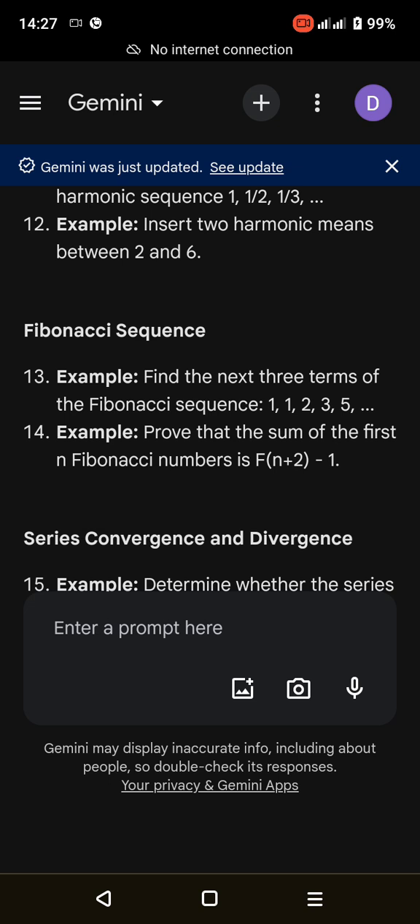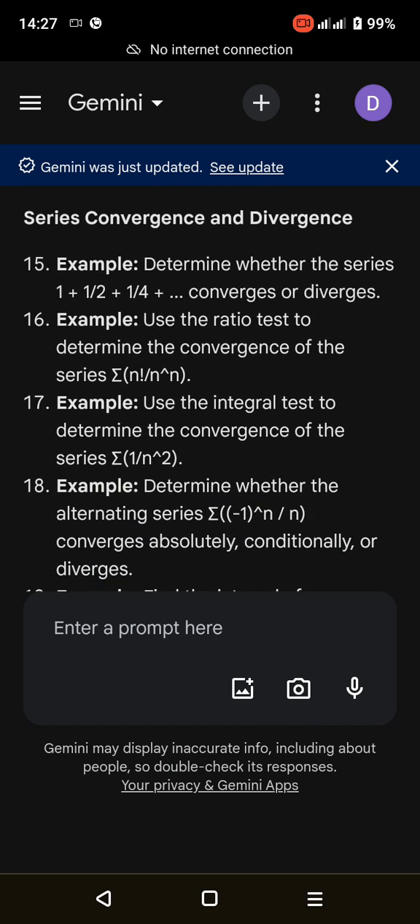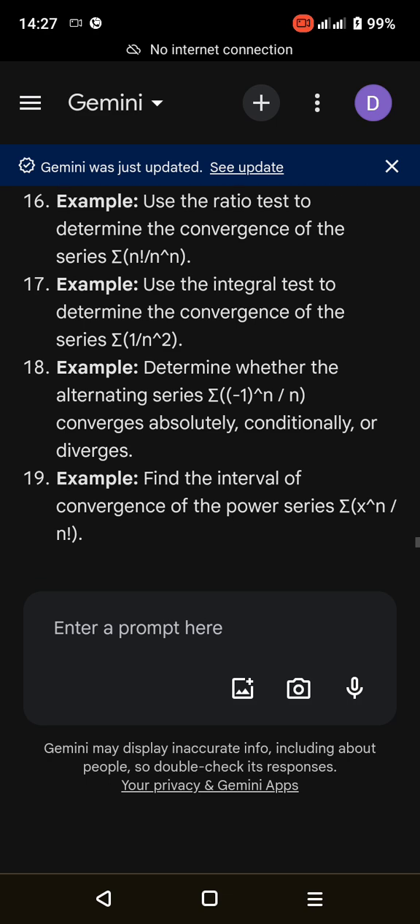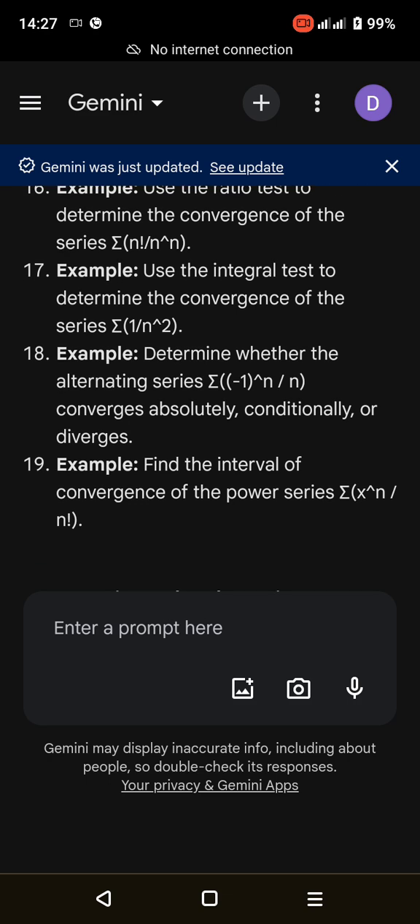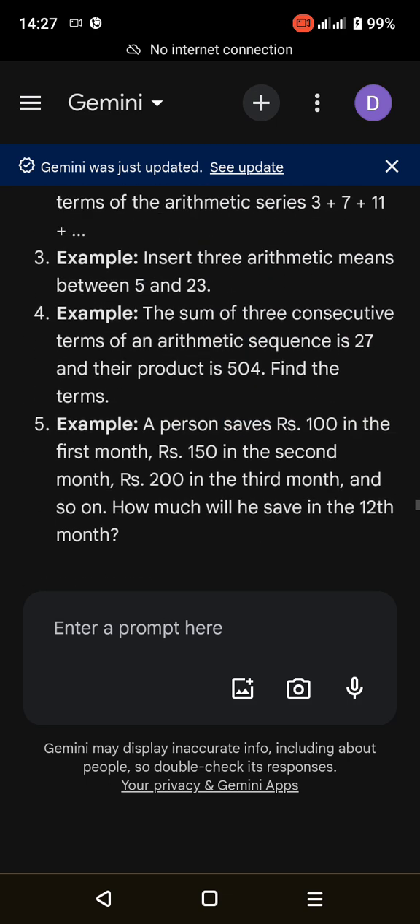54. A geometric mean sequence is a sequence where each term is the geometric mean of the preceding and succeeding terms. 55. A bounded sequence is a sequence whose terms are all between two fixed numbers. 56. A monotonic sequence is a sequence where the terms are either all increasing or all decreasing.